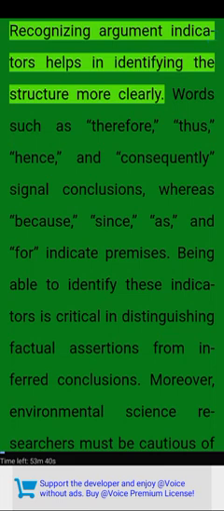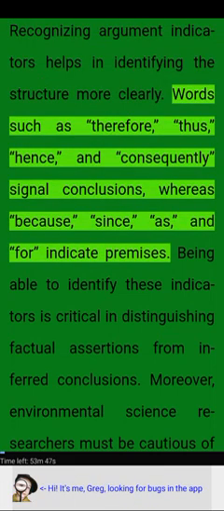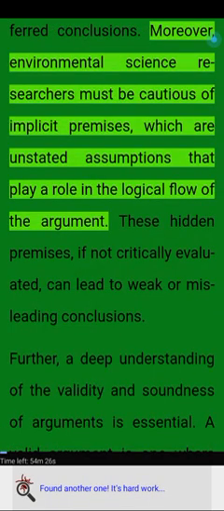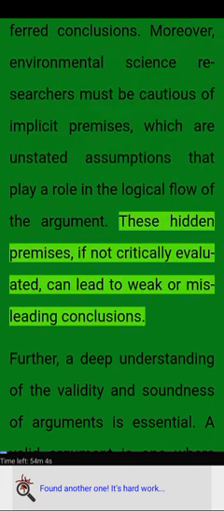Recognizing argument indicators helps in identifying the structure more clearly. Words such as therefore, thus, hence, and consequently signal conclusions, whereas because, since, as, and for indicate premises. Being able to identify these indicators is critical in distinguishing factual assertions from inferred conclusions. Moreover, environmental science researchers must be cautious of implicit premises, which are unstated assumptions that play a role in the logical flow of the argument. These hidden premises, if not critically evaluated, can lead to weak or misleading conclusions.